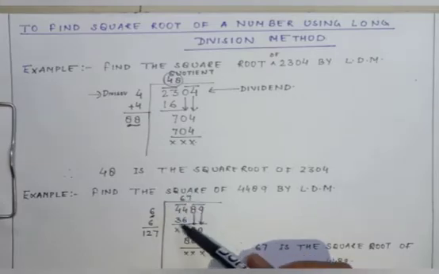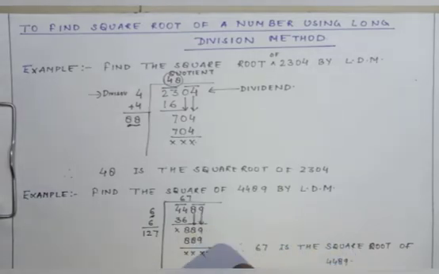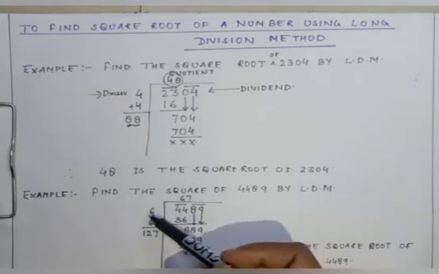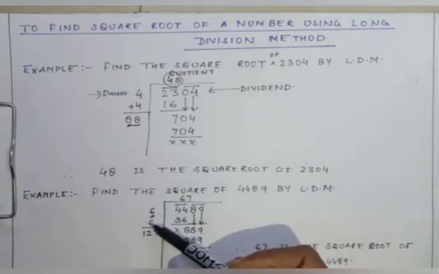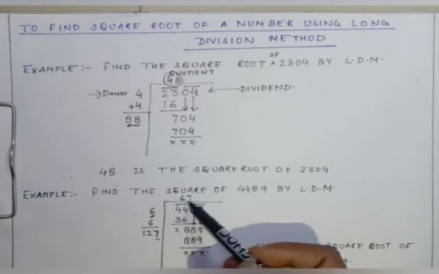6 6 is 36. What is the remainder? 8. After that I am going to bring 8 and 9 together. Now the next step, I am going to add the same number, that is 6 plus 6 is equal to 12. And I am going to place the same number over here as well as over here.